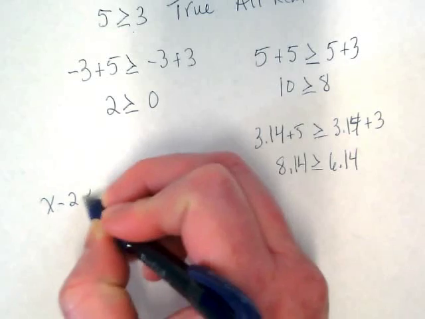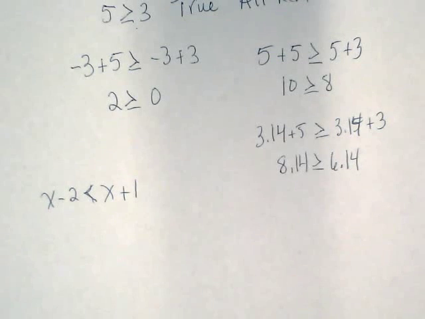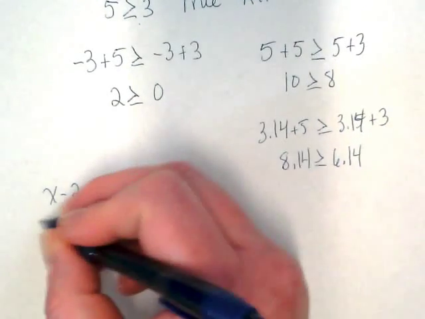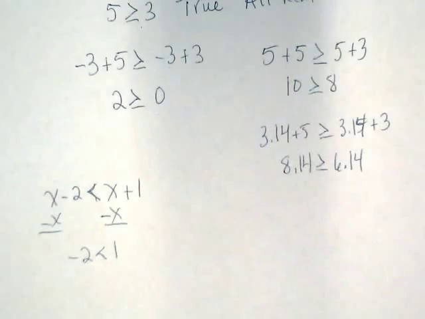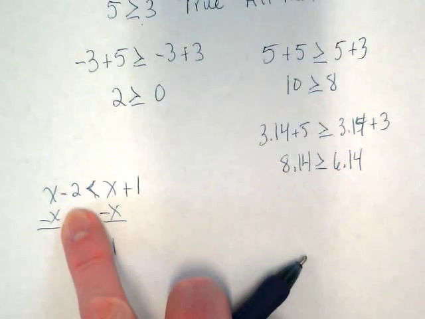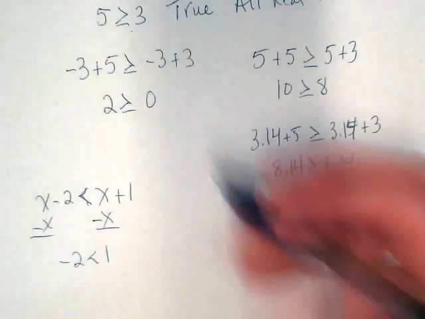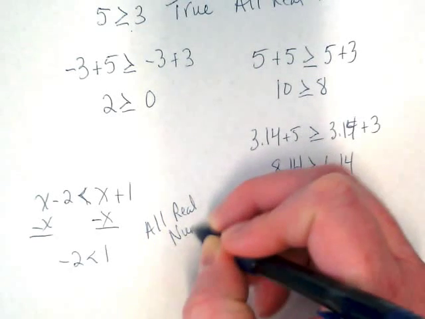x minus 2 is greater than x plus 1. I always like to just get rid of the x and see if the numbers make sense with the inequality, if it's possible to do that. Negative 2 is less than 1. Is that true? Yes. That means if I go back to my original inequality, every single number on the number line would make this inequality true. So all real numbers.